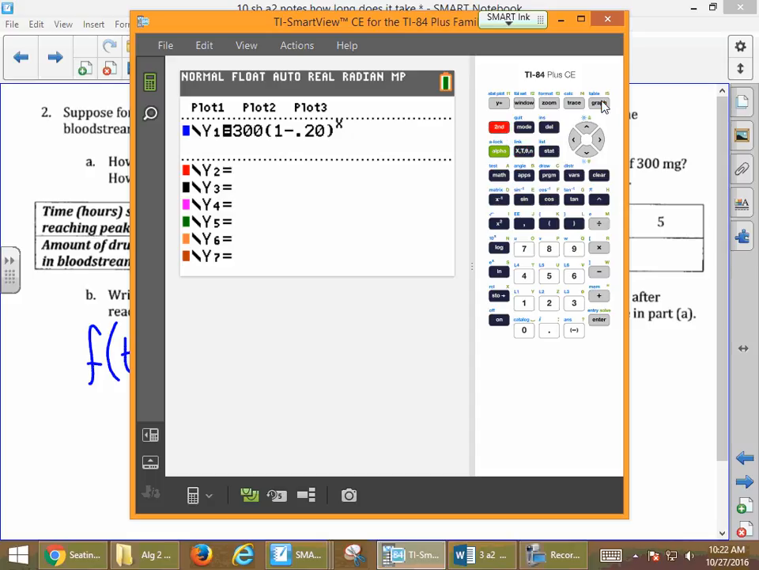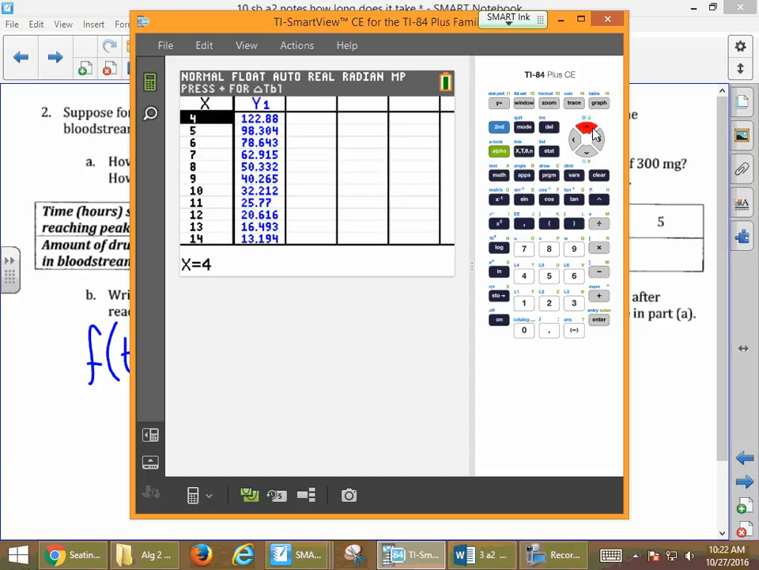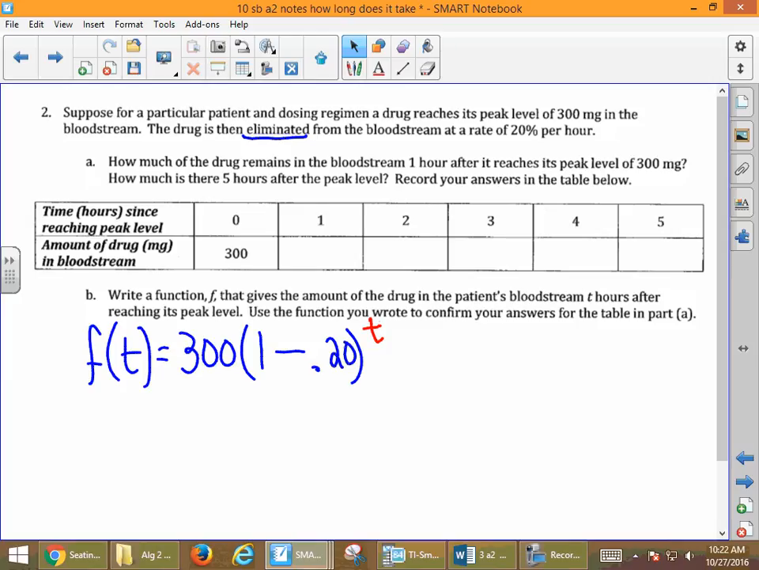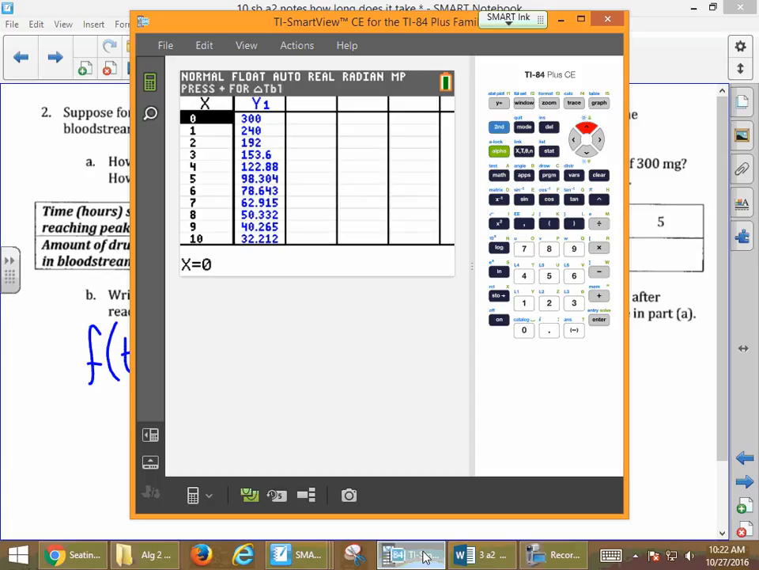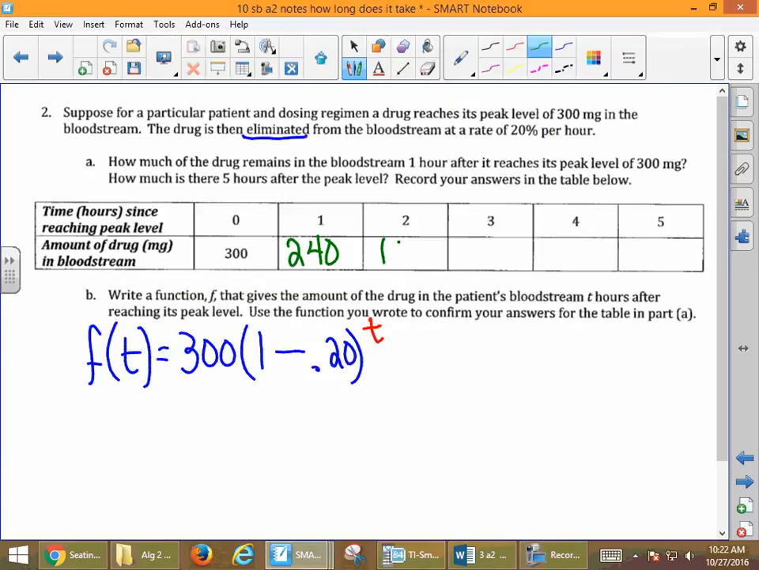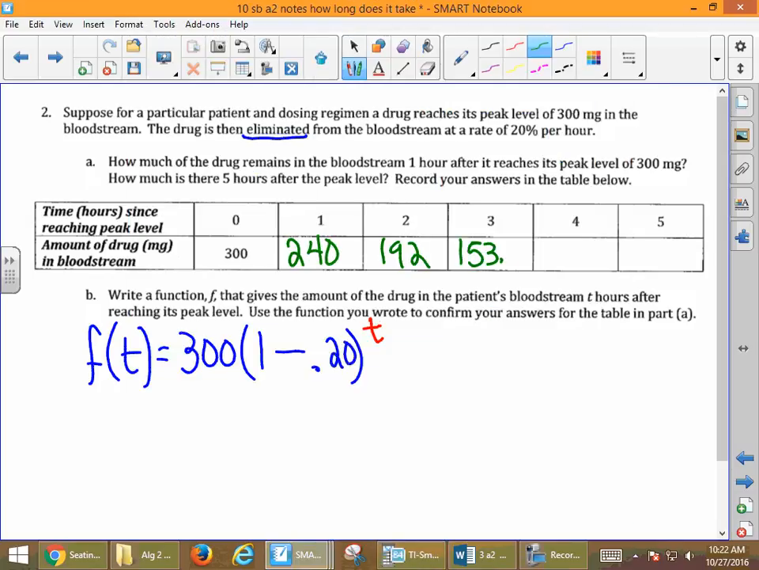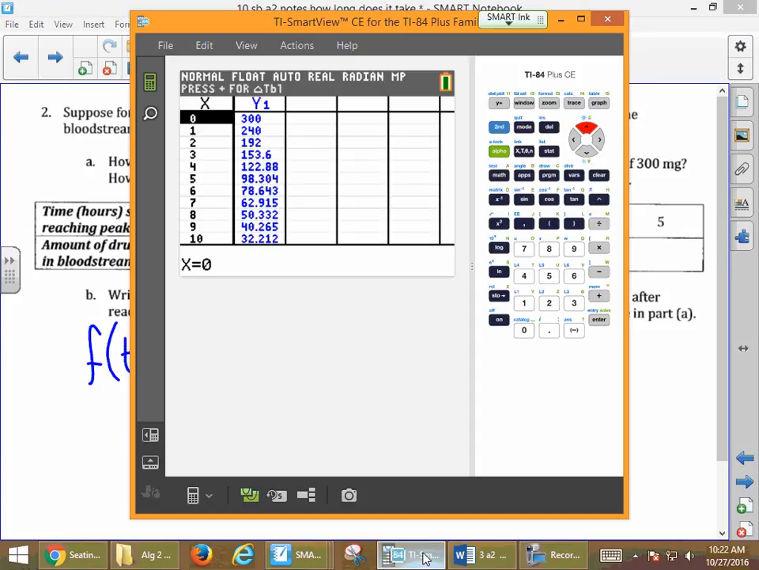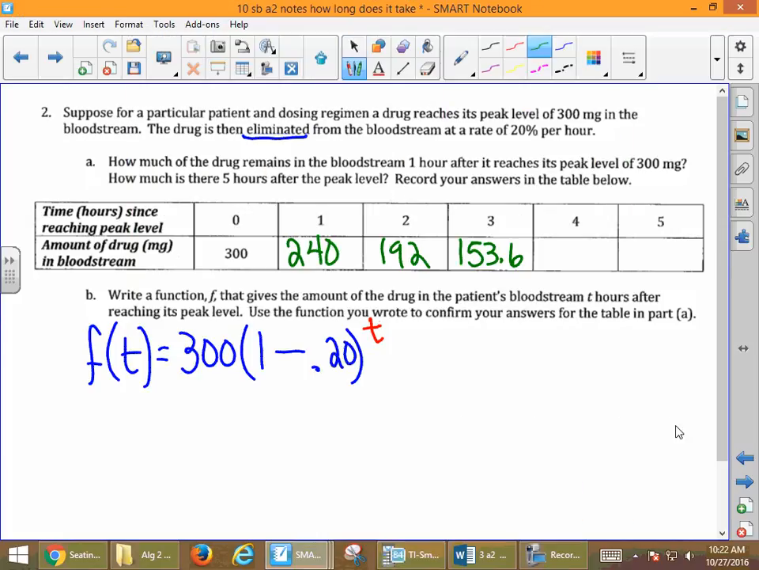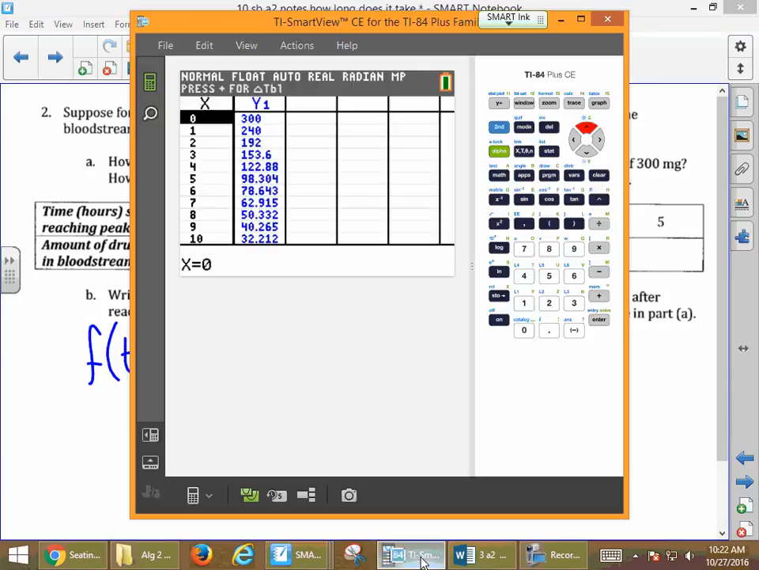And then we go to the table here. There's our first number, 300. Then we have 1, 240. Then we have 2, 192. Just reading it straight off the table. And 3, 153.6. And 4, 122.88. And the fifth hour, we have 98.304.